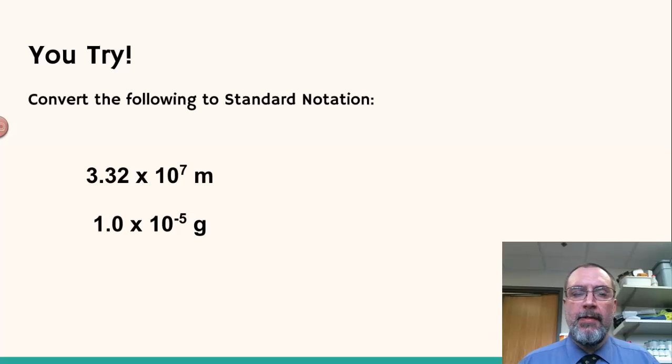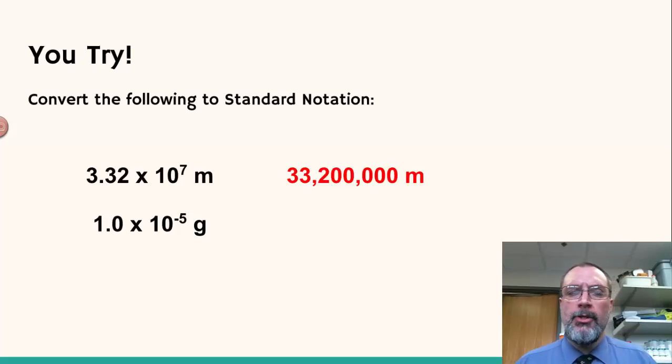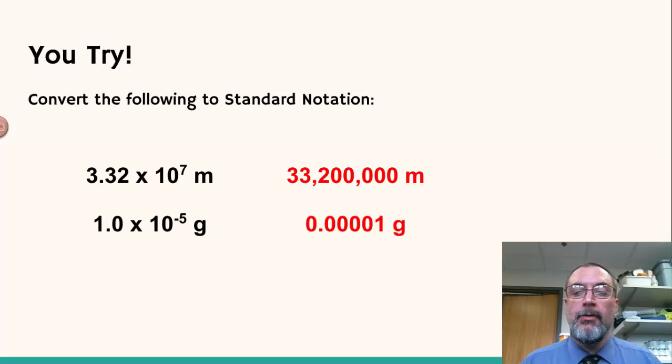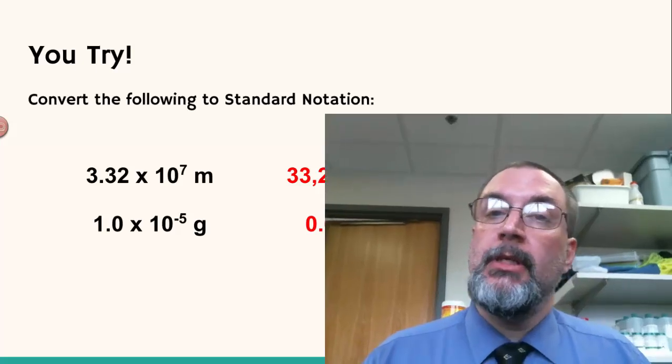3.32 times 10 to the 7th. That's going to be a number much bigger than 1. So I'm going to move the decimal point out to the right 7 spaces. 33,200,000. That's a big number. 1.0 times 10 to the -5th is less than 1 because of the minus 5th power. So I'm going to move the decimal point to the left 5 spaces. 0.00001 grams.